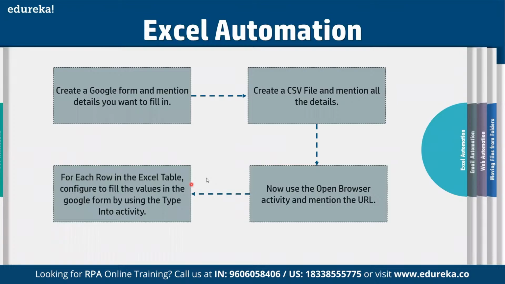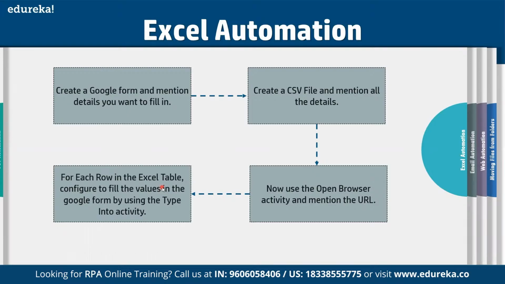Another very simple example is Excel automation. So what is this, right? In this, see, the task is to fill a Google form based on the data stored in a CSV file, right? Well, we'll not create a Google form. So let us say we create a CSV file and mention all the details, right? And now we have to use the data from an Excel file, and fill in the data from that Excel file over here. Okay, so this is the task that we have to perform.